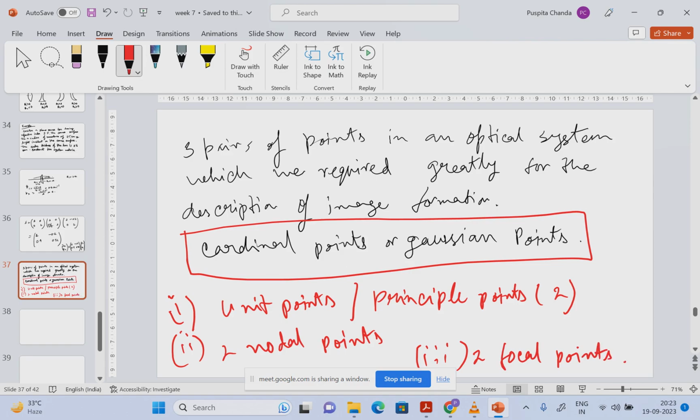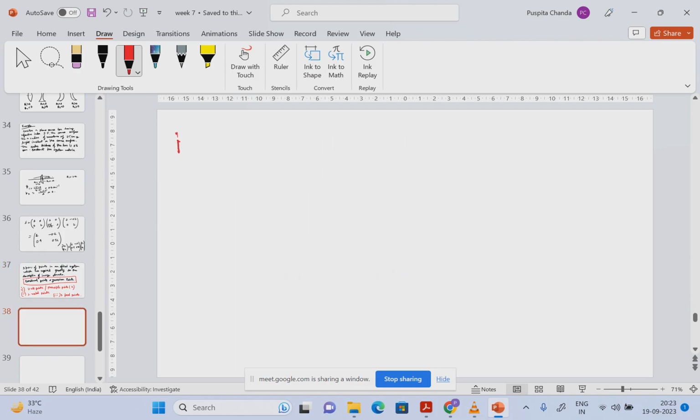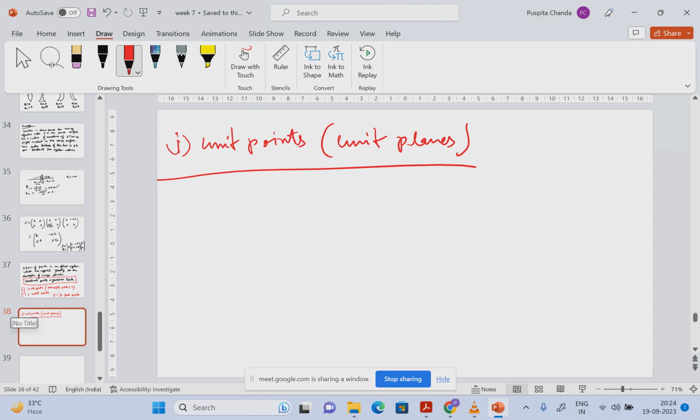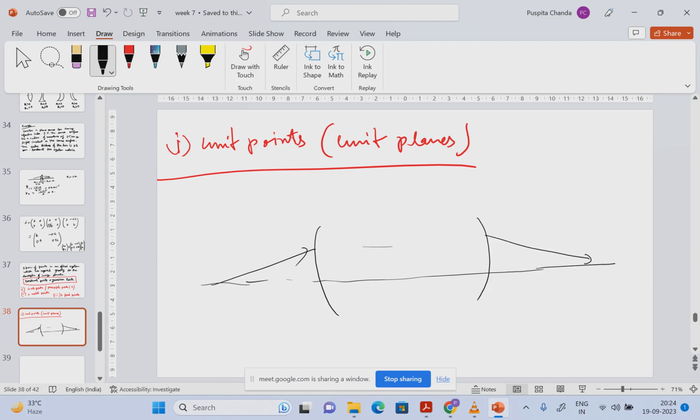Okay. So first, unit points and also unit planes. Okay. So unit planes are the two planes, one in the object space and other in the image space. Let me clarify what is object space and image space. Like this is this optical system. The ray is coming from here and inside this something happens and the ray is there. The object is in here. So this is object space. And the image will form this side. So this is image space. Okay.